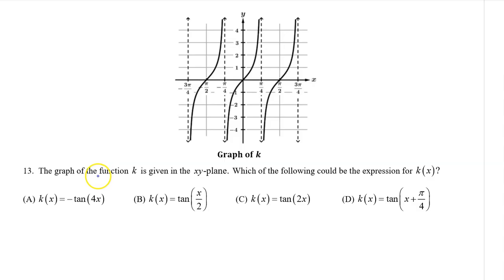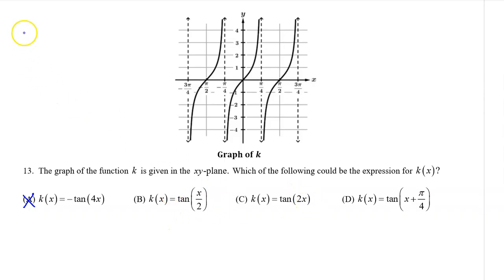Number 13. The graph of the function k is given in the xy plane. Which of the following could be an expression for k of x? I'm noticing that all of these functions have different b values. So we should be able to calculate the b value that goes with this graph and then see which one of these functions is a match. However, I can't help but notice that A is not the answer because A has a negative a value, which would make it a decreasing function from left to right. This is an increasing function, so the answer is not A. Now, let's find that B value.